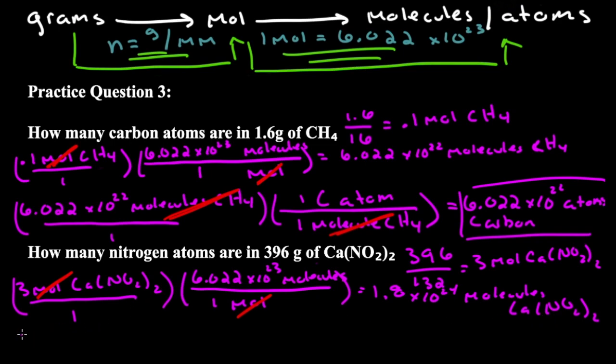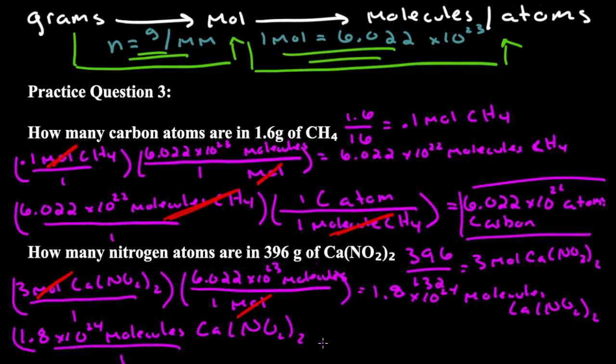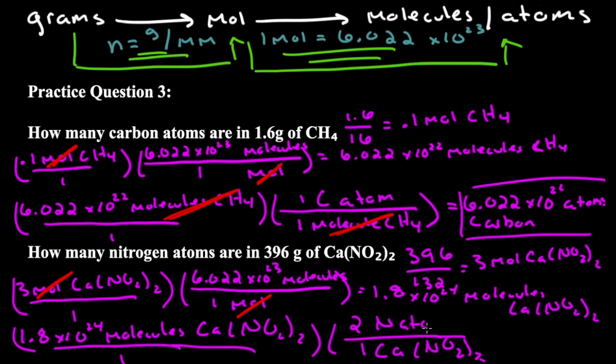And so we'll put that we have 1.8 times 10 to the 24th power, and that's going to be molecules of Ca(NO2)2, and we'll put that over 1. And then we're going to say that we have, for every 1 Ca(NO2)2, we're going to have 2 nitrogen atoms. So we have 2 N atoms.